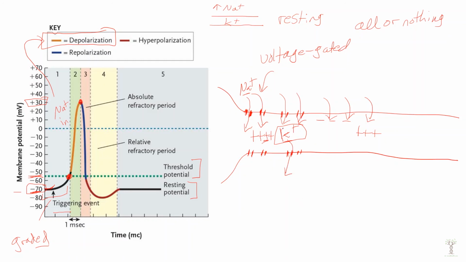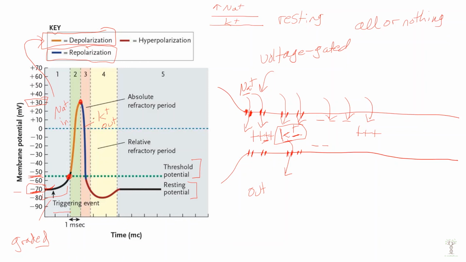As the potassium moves out, it is bringing positive charges outside of the cell. When positive moves out, it is going to make the membrane negative again. This phase is called repolarization. So during the repolarization phase, potassium is moving out. Sodium moves in to depolarize it. Potassium channels are going to open, and potassium is going to move out, and that is the repolarization phase.